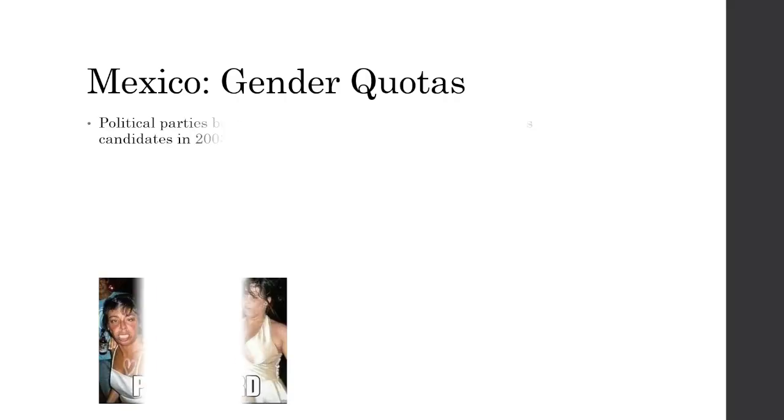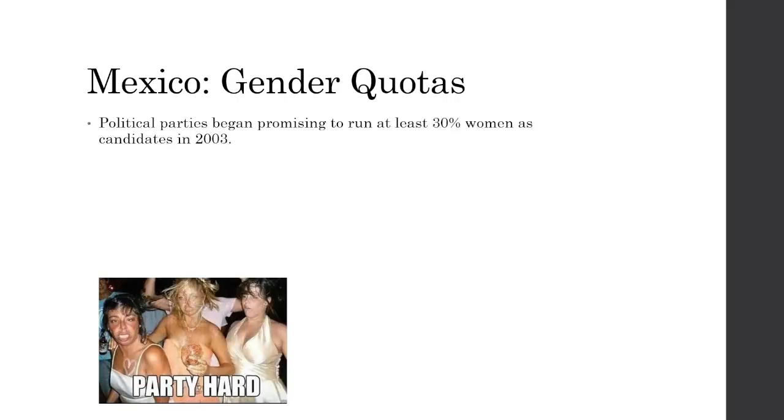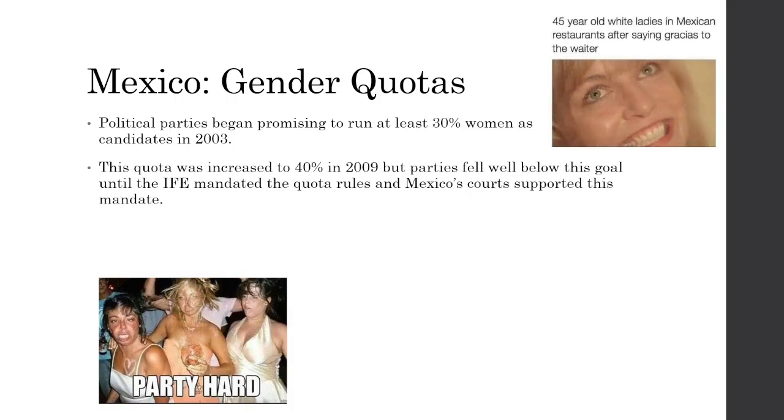Now let's talk about gender quotas. Political parties began promising to run at least 30% women as candidates in 2003. So this is very contemporary. Prior to 2003, there were not really any promises. Now, this quota wasn't something they had to do, but it was a promise, and it was kind of frowned upon if you didn't do it.